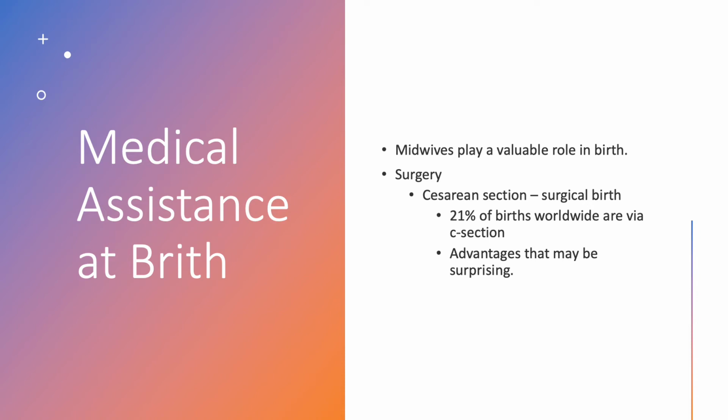There are times when you need a surgical intervention, and those are called cesarean sections, which we refer to as C-sections. In these cases, the fetus is removed through an incision in the mother's abdomen instead of being delivered vaginally. C-sections amount to about 21% of all births worldwide. However, it's interesting because they're only medically indicated for about 10% of births. The question is, why do we do this?